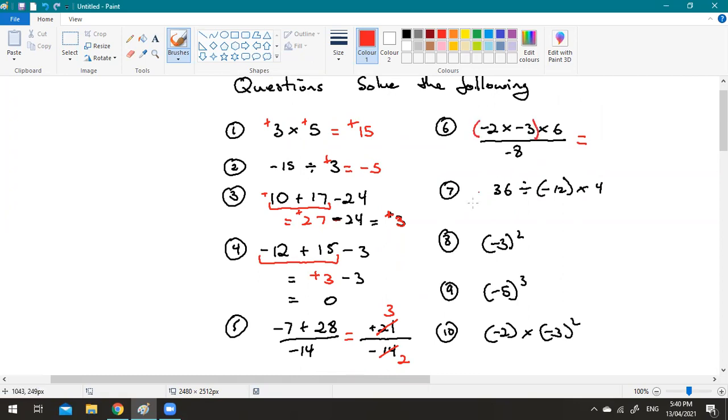And number 6, we could work it in parts. Negative by a negative is a positive. 2 by 3 is 6. And then you multiply by 6 again, and it being positive, the top part will give us positive 6 6s are 36. Divide by negative 8. Again, we have to reduce the signs. A positive divided by a negative is a negative.